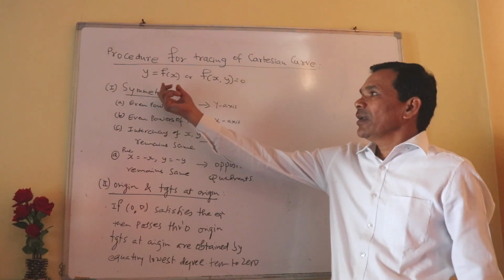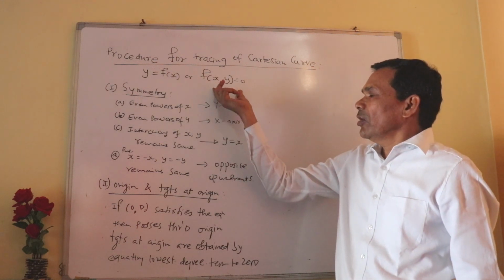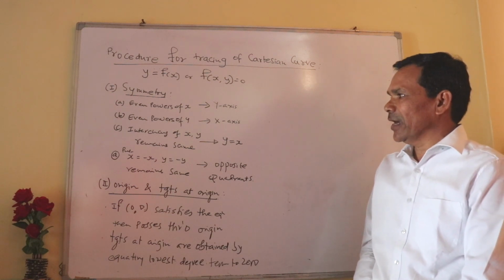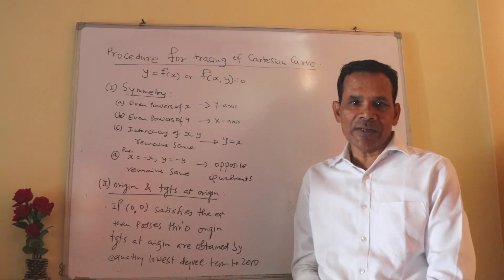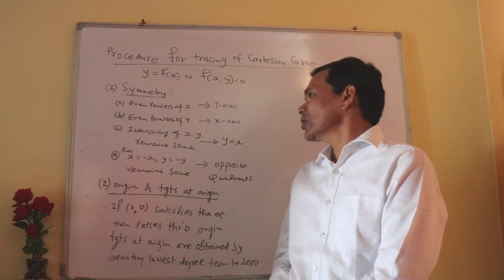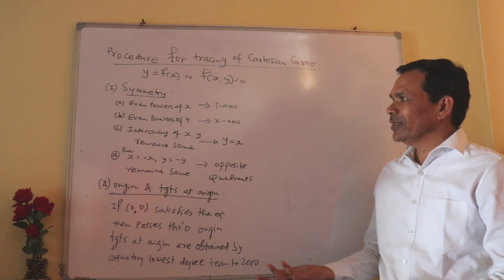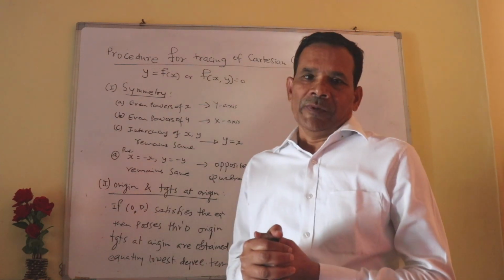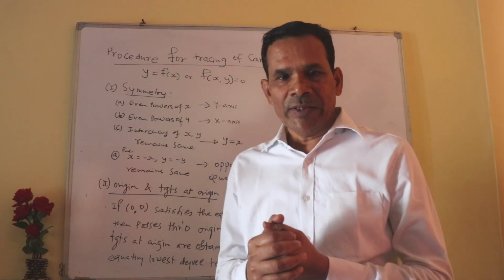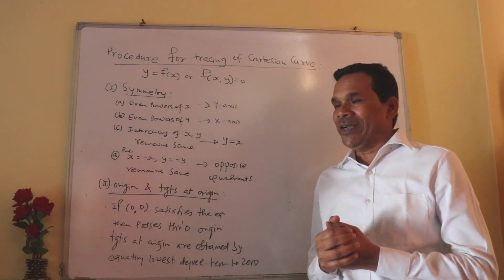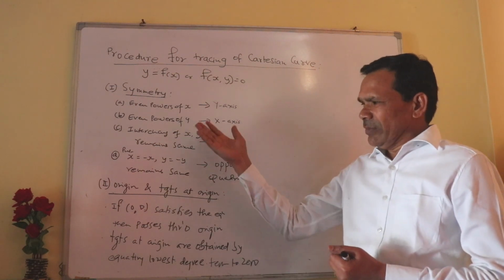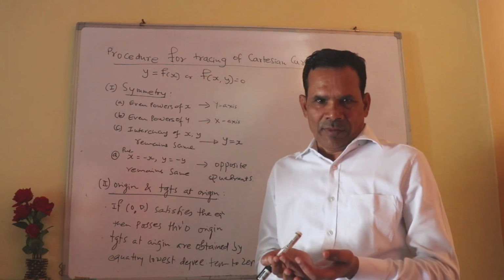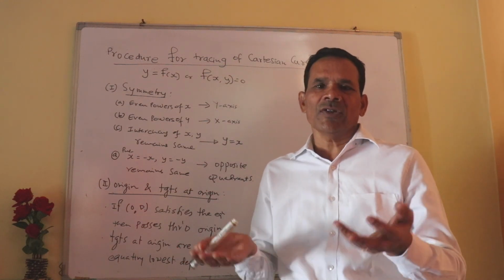Cartesian curve we have seen earlier: y is equal to f of x, or f of x, y is equal to 0. The curve is given in terms of x and y. That is the Cartesian curve. x and y are Cartesian coordinates, r and theta are polar coordinates. So the curve is given in terms of x and y. Now, to find the approximate shape of the curve, that is what tracing is, we discuss different points like symmetry, origin, tangents at origin, points of intersection, asymptotes, special points on the curve, and region of existence and non-existence.